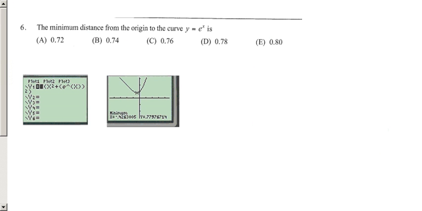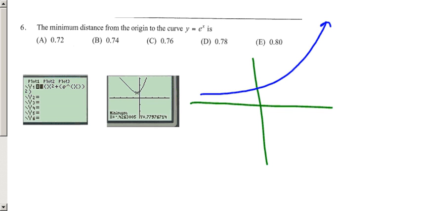Okay, I did a little bit of work already for this problem. We've got the curve y equals e to the x. We're looking for the minimum distance to the origin, and we actually don't even need to use calculus for this problem since we have our graphing calculators. So if we just choose some random point on this curve, every single point on this curve is the point x comma e to the x. And we're trying to find the distance to the point 0 comma 0.